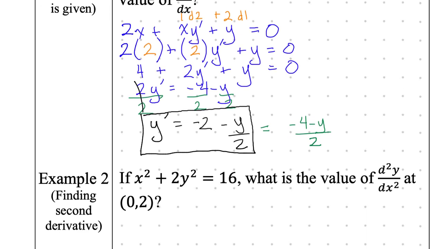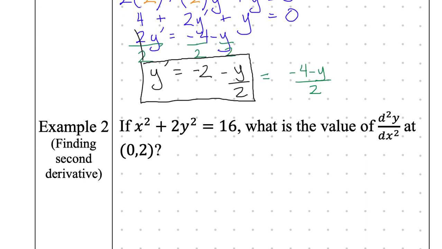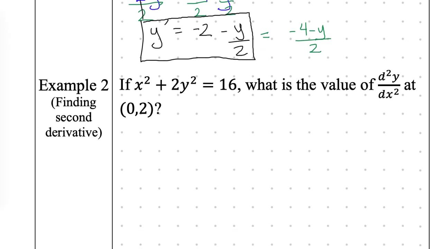All right, example number 2, finding the second derivative. This guy's going to be tricky, but not too tricky. Let's go ahead and do it. Take the derivative. 2x plus 4y y prime equals 0. Good job. All right, we took the derivative.